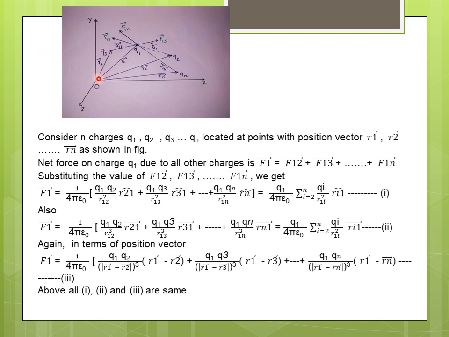Now let O be the origin and Q1, Q2, Q3 and so on, Qn charges located at points with position vectors R1, R2, R3 and so on, Rn. Our purpose is to find the net force on charge Q1 due to Q2, Q3 and so on, Qn charges. In vector form, we can write the net force on charge Q1 due to all other charges as F1 vector equal to F12 vector plus F13 vector and so on.